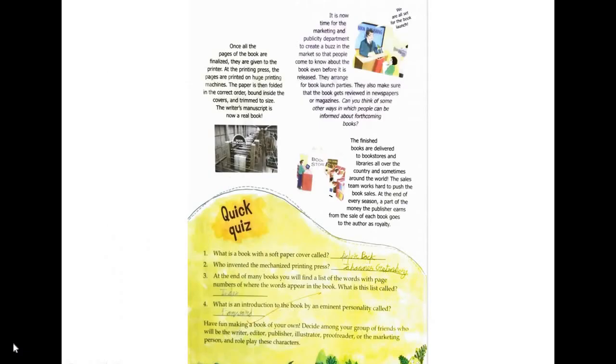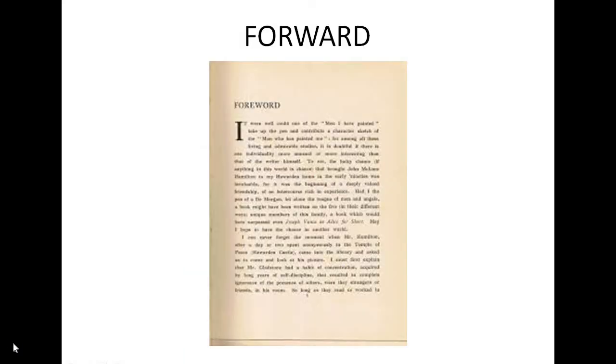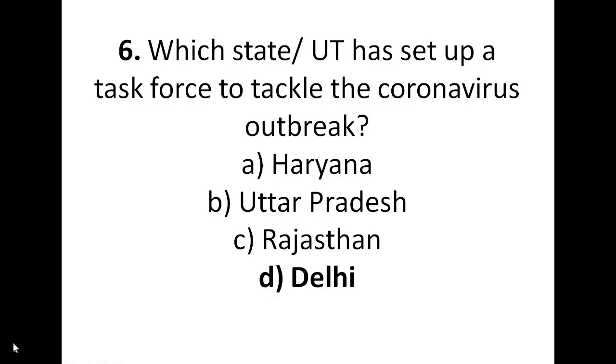The next: what is the introduction to the book by an eminent personality called? It is known as foreword. It is an introduction given to the book by some famous personality, about what it is written, how it is written, who has written. It is given by some other person, not by the same author who has written the book, but some other famous personality, and it is known as foreword. So with this we have ended that chapter also.